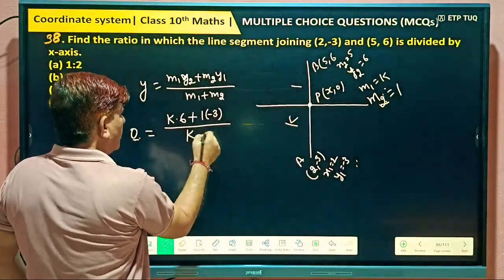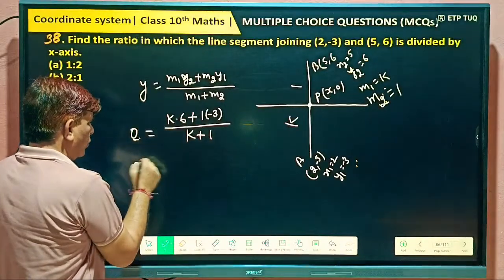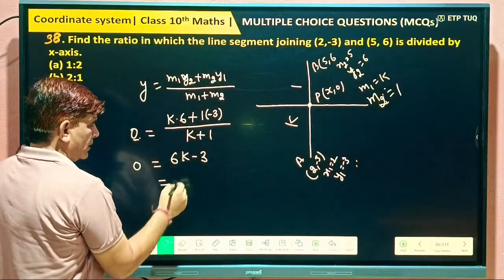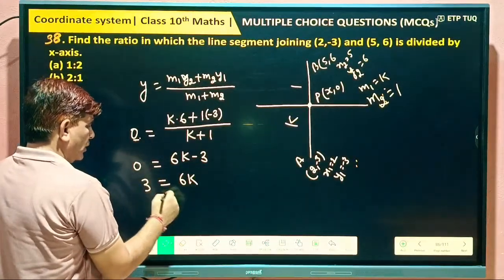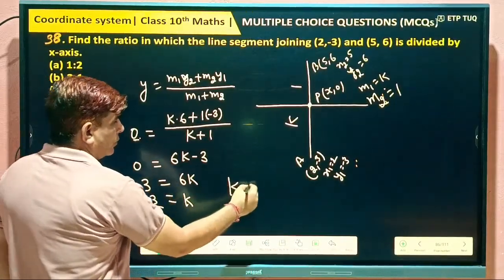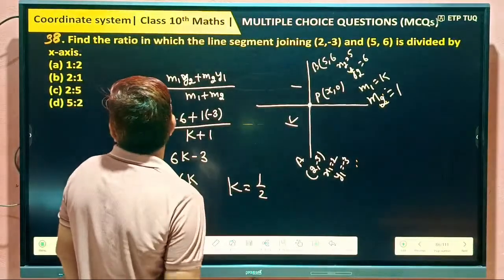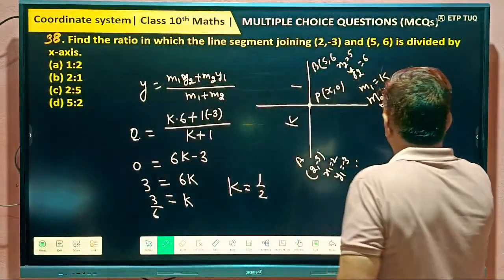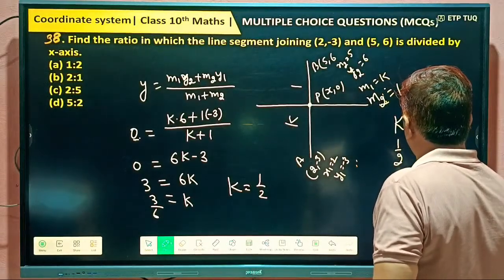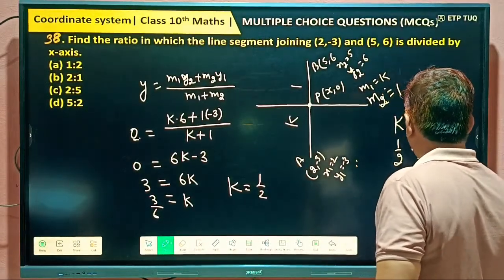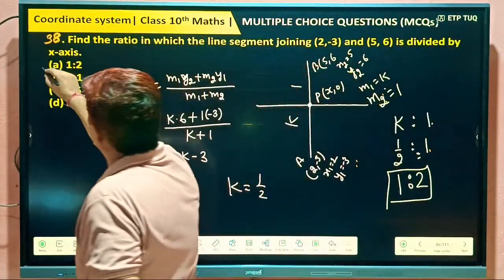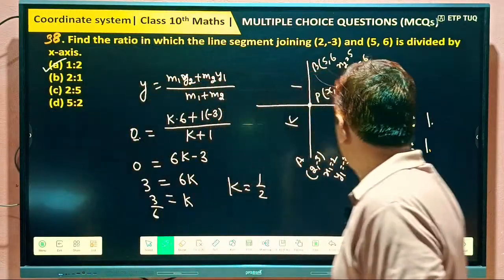by k plus 1. Bring it to this side, so 0 equal to 6k minus 3. And what is this? 6k equal to 3. So what's your k? 3 by 6. It means k equal to 1 by 2. So k is 1 by 2, raised to 1. So the ratio 1 to 2 is our answer. This is our answer.